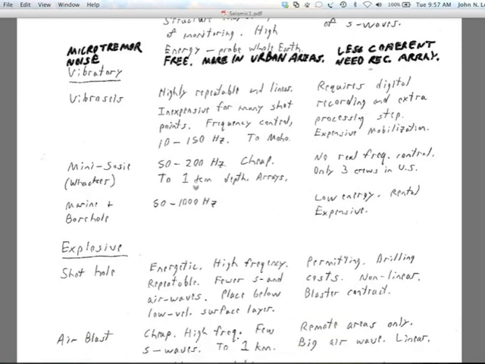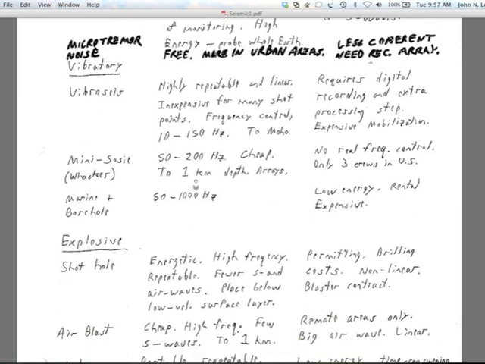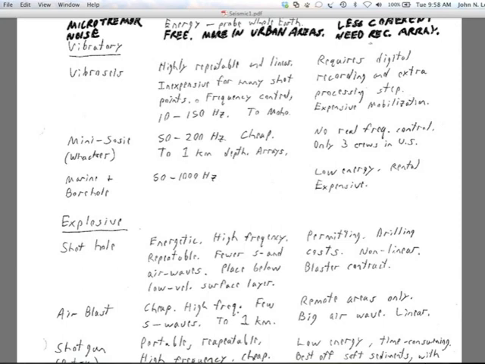Okay, let's go to the active sources. There are the vibratory sources, and there's the patented Conoco patent on what's called Vibroseis. Advantages: highly repeatable, highly linear. It doesn't cause a lot of deformation of the ground underneath the vibrator truck. It's inexpensive, and that's how you do tens of thousands of shot points for modern industrial surveys. You need tens of thousands, maybe millions of shot points.